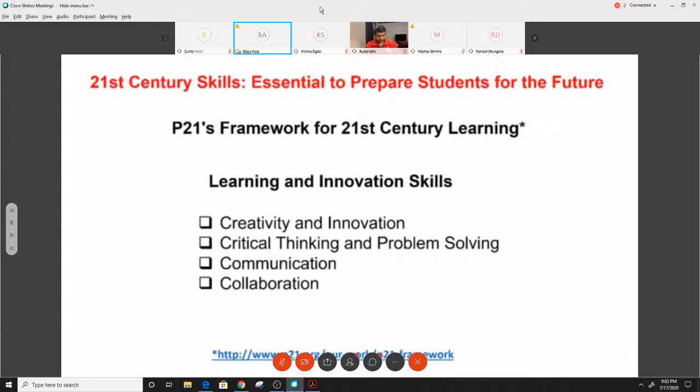Now the question is how to achieve that goal? How to teach skills in a more formal way? That is the question. In order to achieve that, we have undertaken some efforts.